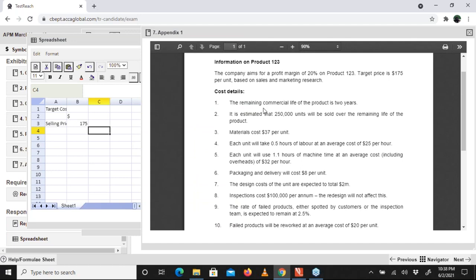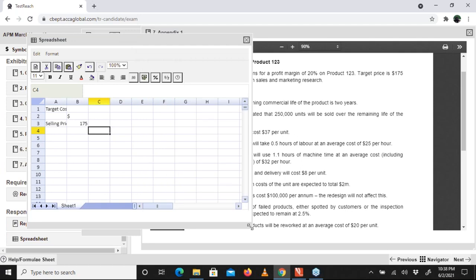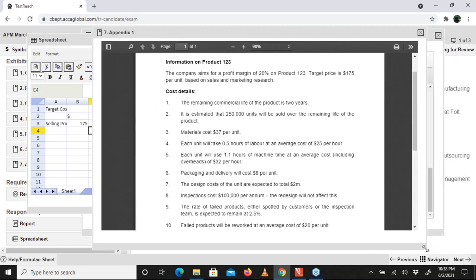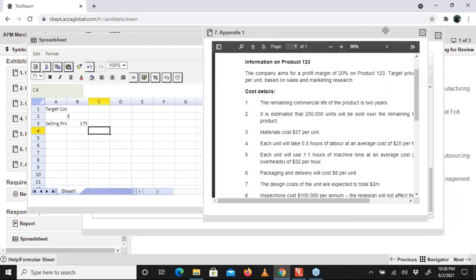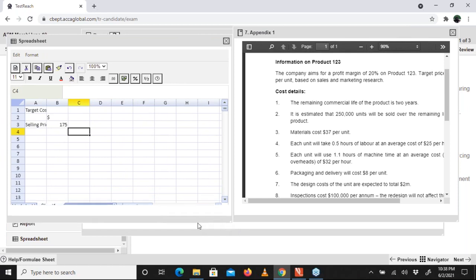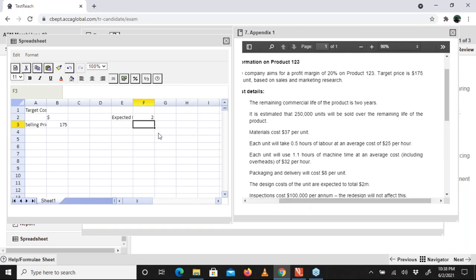Now, the remaining commercial life of the product is 2 years. What I'm doing right now is working on these documents simultaneously, so I will be trying to adjust the sizes of these two so that I could write on both simultaneously. So the expected life for me is 2 years. It is estimated that approximately 250,000 units will be sold over the remaining life of the product. Expected units are going to be 250,000 units.